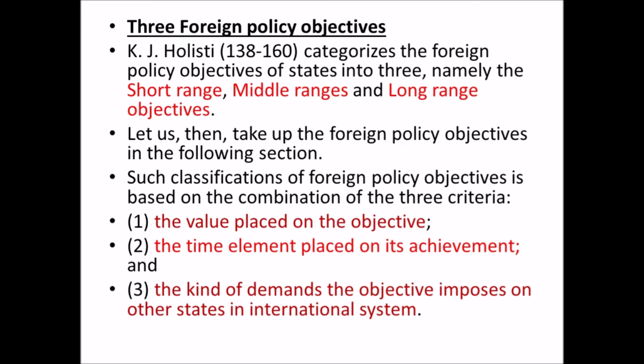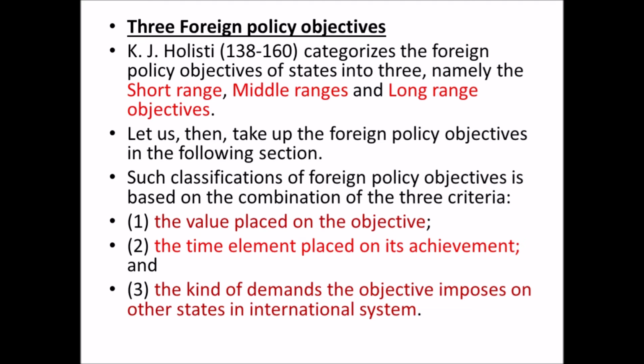Is it a long time, a short time, or a middle type of time that is given? So by asking such a question, we see the time given. And the third is the kind of demands that the objective imposes on other states in the international system. This third criterion asks what the objective of that specific state imposes on other states in the international system. So these are the three criteria upon which Holsti divides the foreign policy of a state into three.